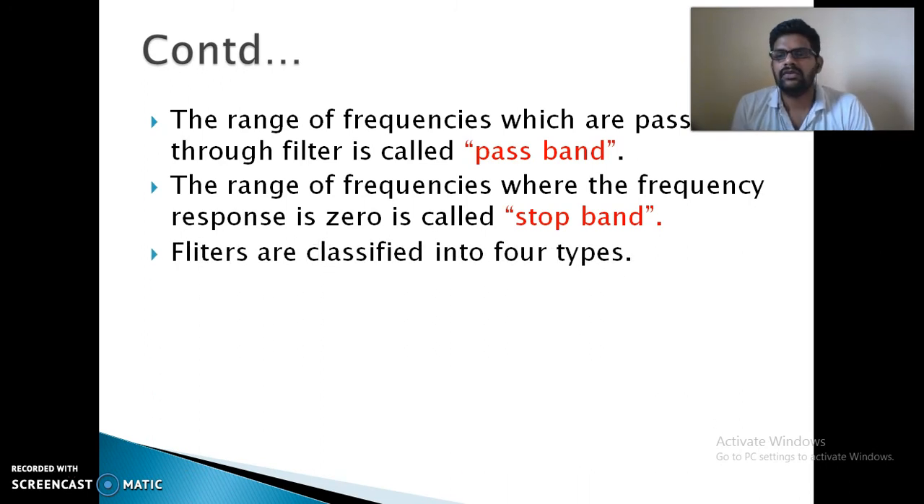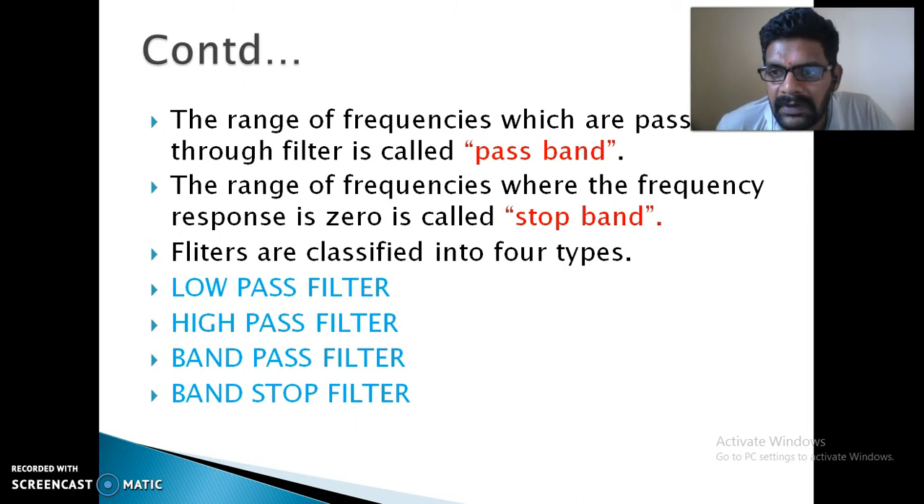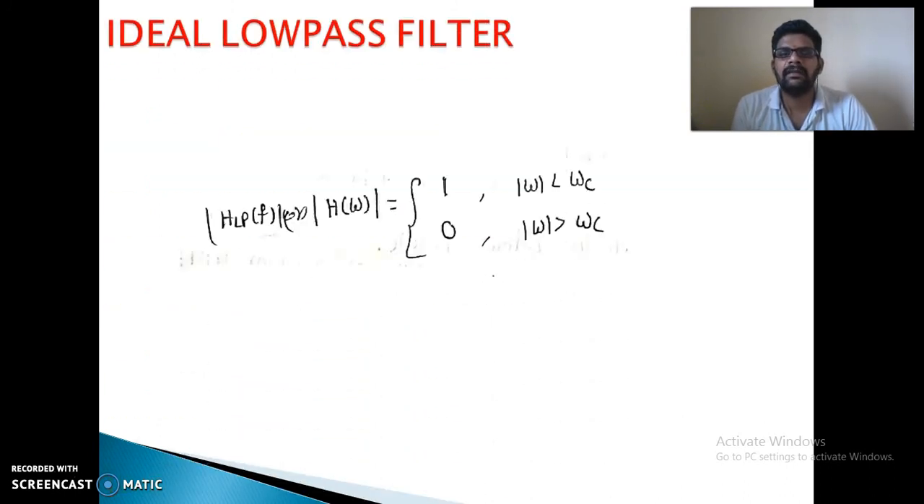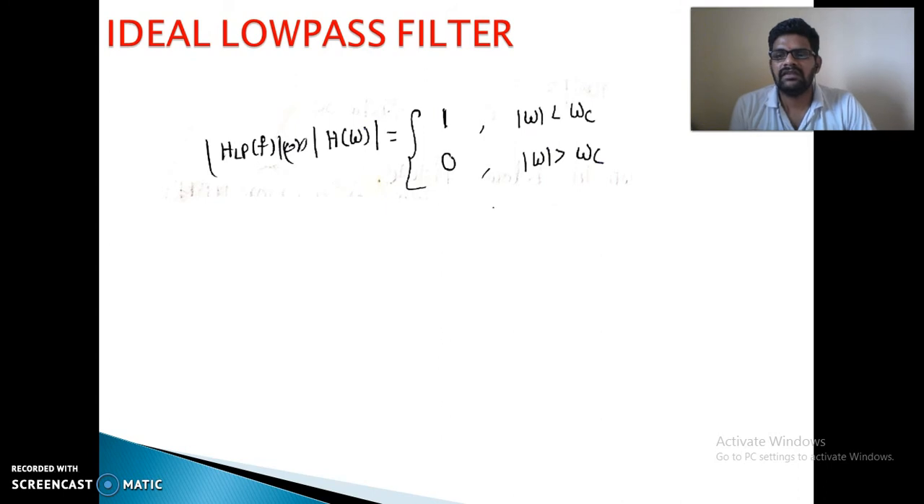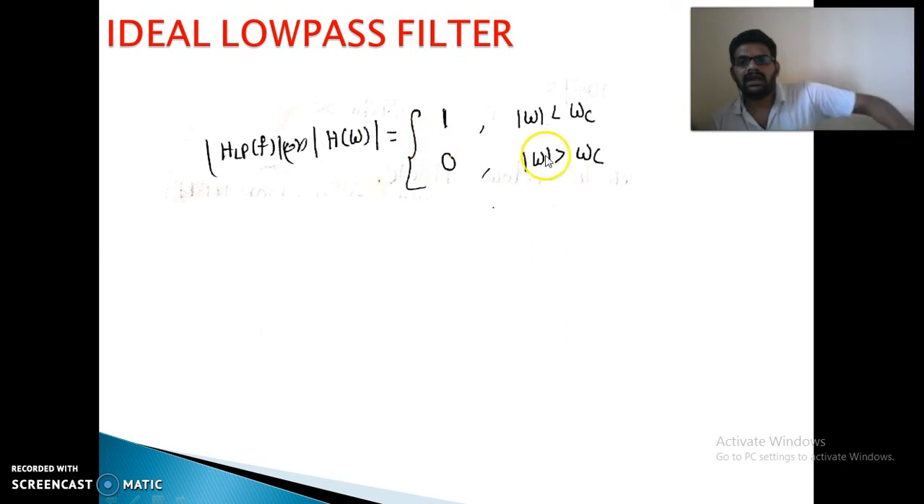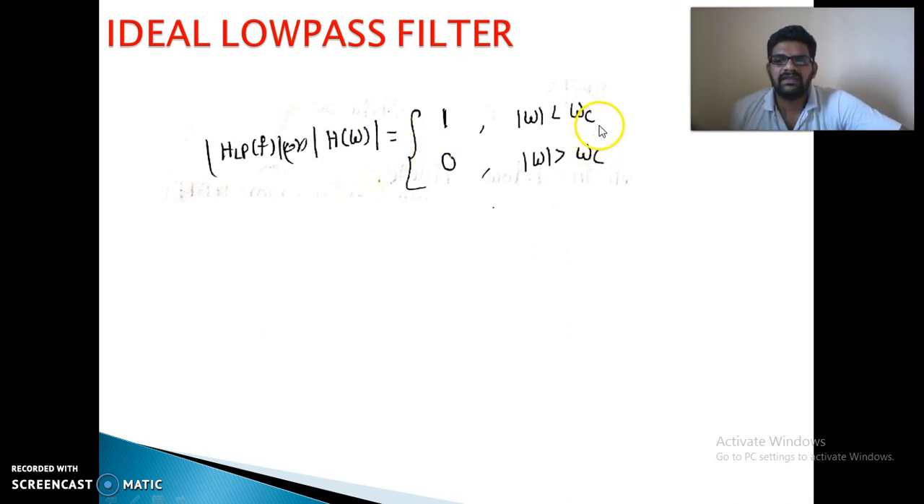Filters are classified into four types: low pass filter, high pass filter, band pass filter and band stop filter. A low pass filter allows only low frequency components. For low frequencies the response is 1, for high frequencies the response is 0. Mathematically, H of omega is equal to 1 for omega less than omega C, the cutoff frequency. Till that cutoff frequency it allows, otherwise it won't.